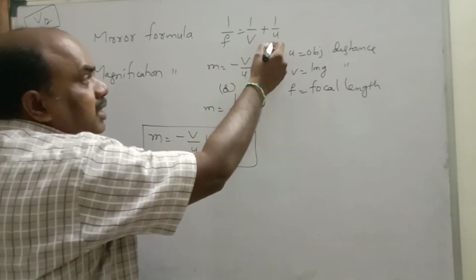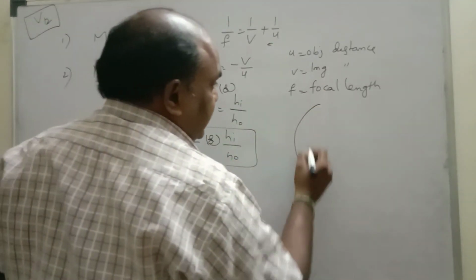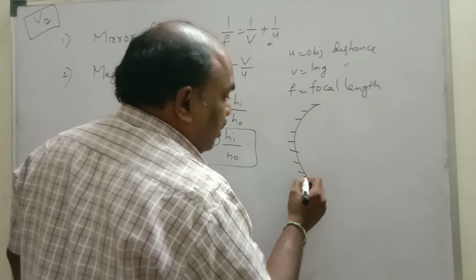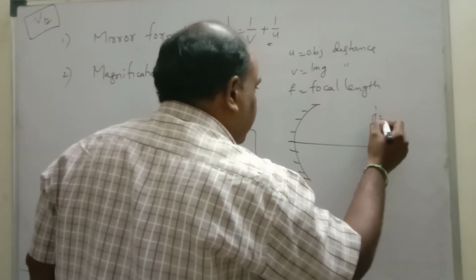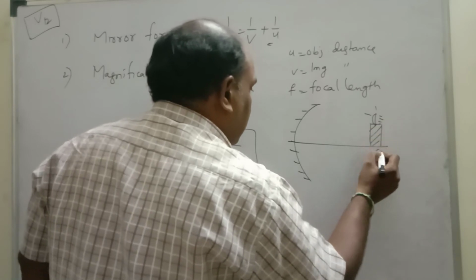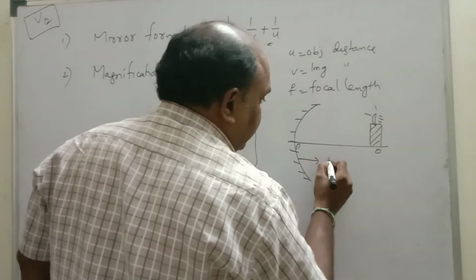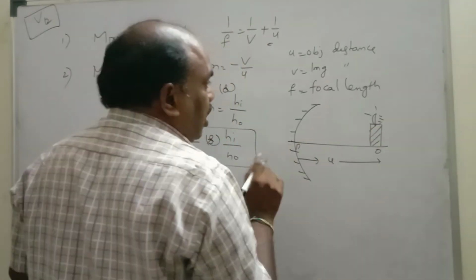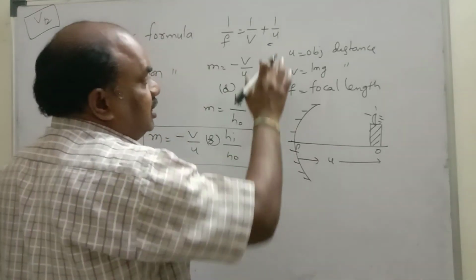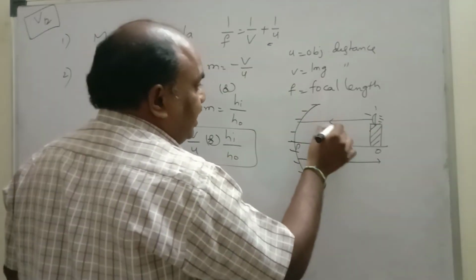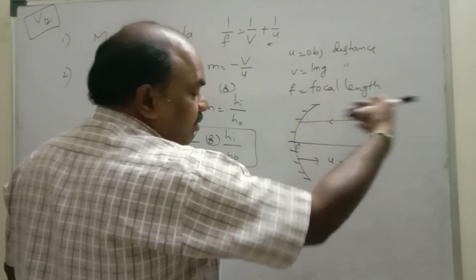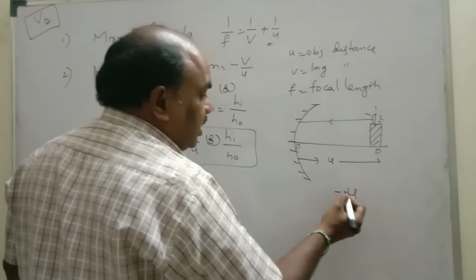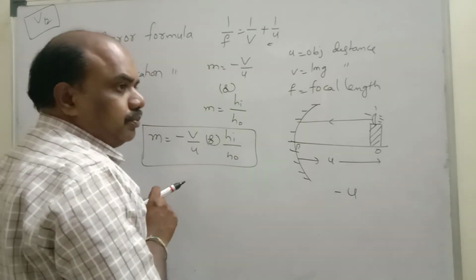Here, U is object distance. Any distance can be measured from the pole. Object is the source of light. Pole to object is nothing but object distance U. Compare with the parallel incident ray. For a concave mirror, object distance is always negative.